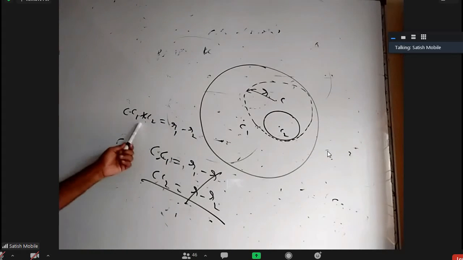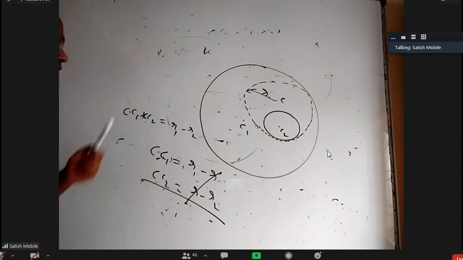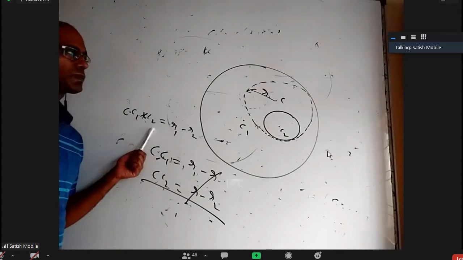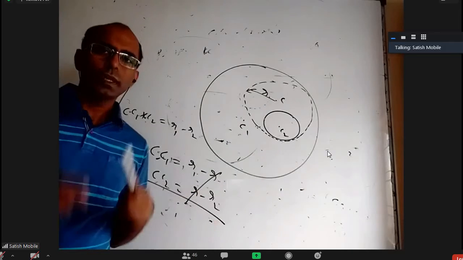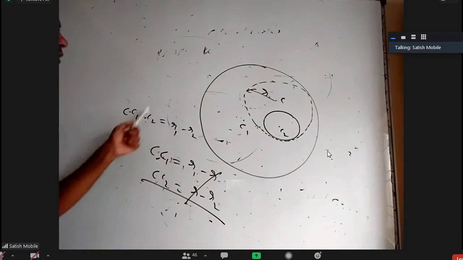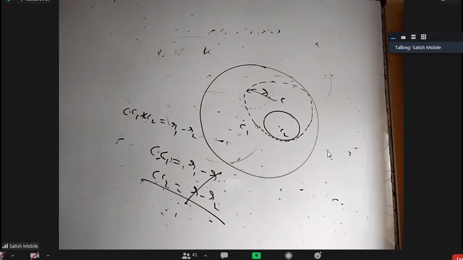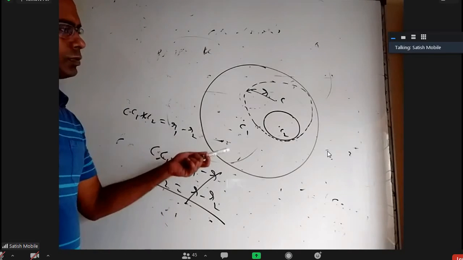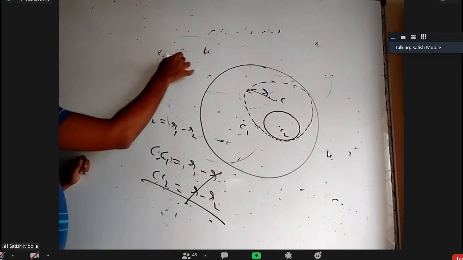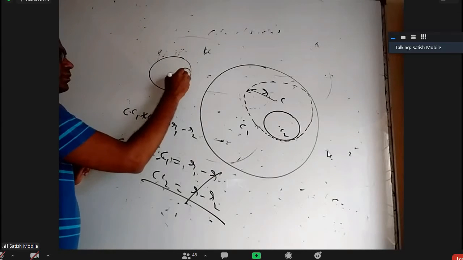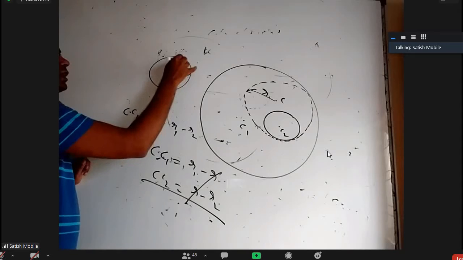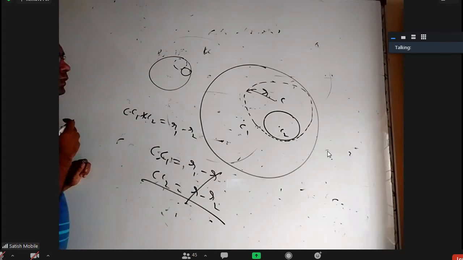So whenever PA plus PB is constant, the locus of P is again an ellipse. So it is also an ellipse with the same C1 and C2 as the foci, but a little shorter ellipse because the length of the major axis is not R1 plus R2, it is R1 minus R2. Is it okay? So this is when one is inside the other. When both are touching internally, then also we'll get an ellipse.